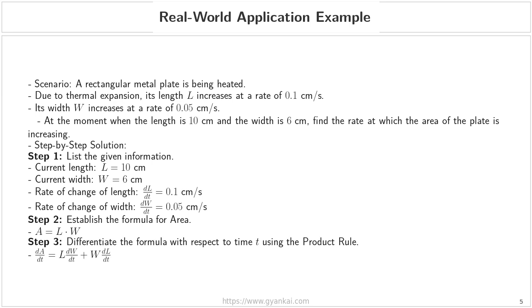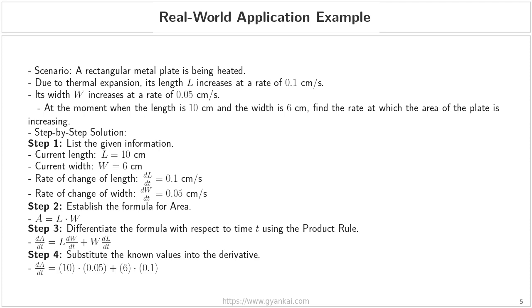Moving to step 3, we must find the rate of change of the area. As we discussed in the previous slide, because the length and width are multiplied together, we cannot simply multiply their rates. Instead, we must differentiate the formula with respect to time using the product rule. This gives us the following expression. The rate of change of area with respect to time equals the length times the rate of change of width, plus the width times the rate of change of length. In step 4, we substitute our known instantaneous values into this derivative.